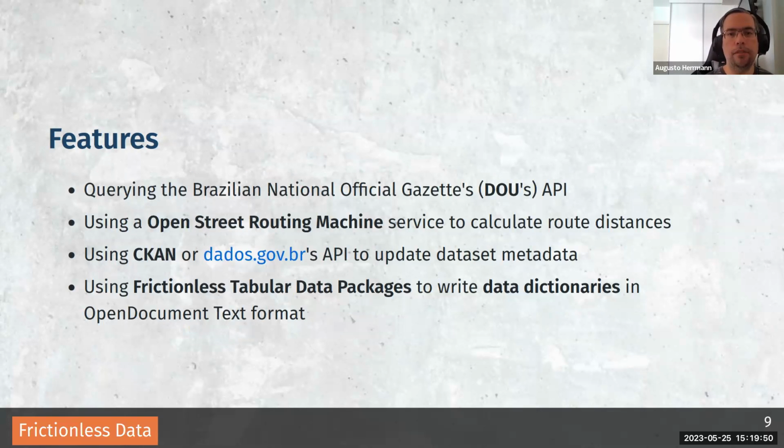We can query the National Gazette. We can use the OpenStreetMap Routing Machine to calculate distances between 2 points on the map using OpenStreetMap. It can use CKAN's API or dados.gov.br, the Brazilian data portal API, to update the dataset metadata. I mentioned both of them because they recently changed the API and we can no longer use the CKAN API there. It's a different API. We support both.